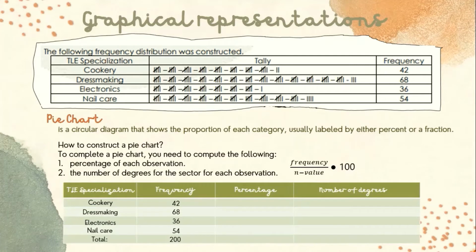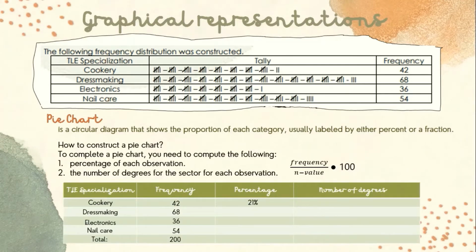Let's start with the first TLE specialization, cookery. Substitute yung ating data. 42 ay ang kanyang specific frequency divided by 200, the total value, total number of frequency. 42 divided by 200 ay 0.21 and then multiply it by 100. Ang result ay 21 and then add the symbol for percent dahil percentage ang ating hinahanap. Kaya naman ang percentage ng cookery ay 21%.